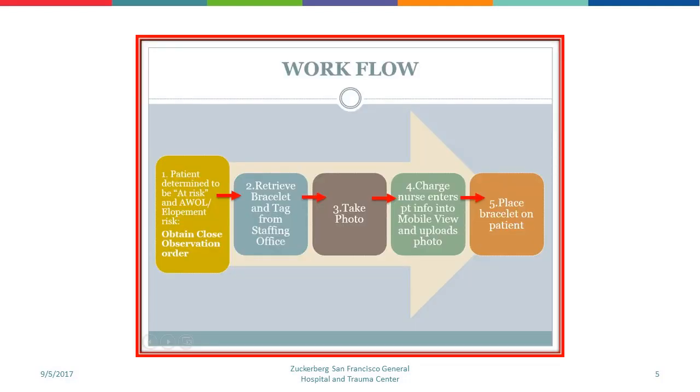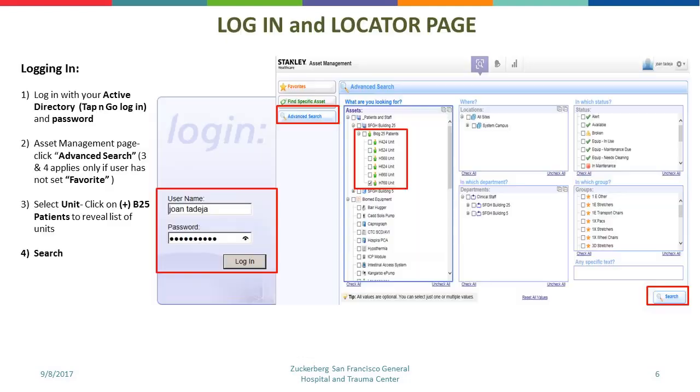When a patient is determined to be AWOL at risk, the RN asks the provider to write a close observation order. The charge nurse calls bed control for an active tag and sends staff to retrieve it from the bed control office. Staff takes a photo. The charge nurse enters patient information into Mobile View and uploads the photo. Afterwards, they test the tag to ensure that it's set to active monitoring. Only then will the AreaScout be placed on a patient.